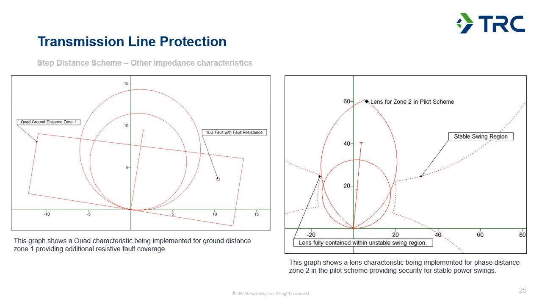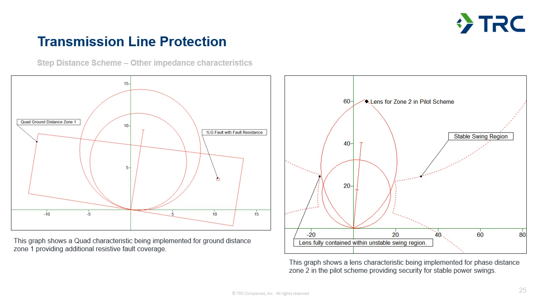This is something that's generally only used for ground distance elements. Again, as you're pushing into that resistive axis, if you did this for a phase element, you would potentially start pushing into your loadability region. So generally, we're only going to see this on ground distance protection.